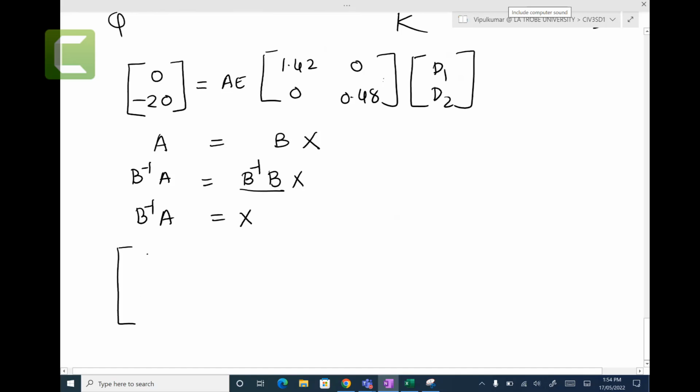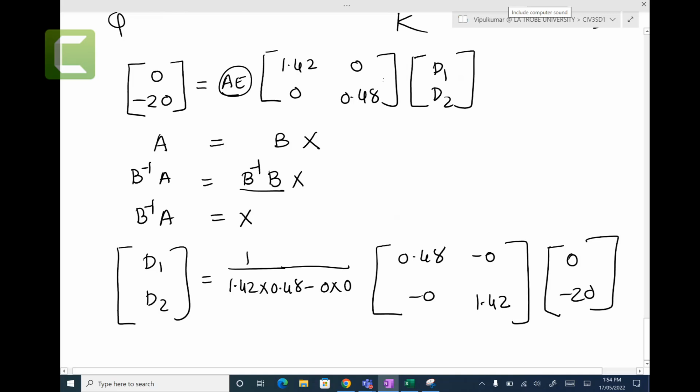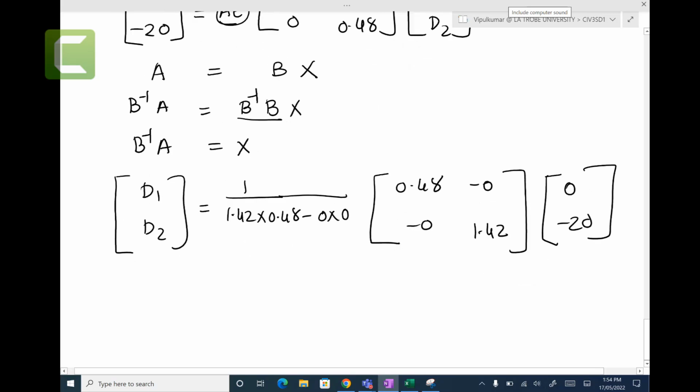So X is D1, D2, is equal to B inverse. Let's keep this one separate right now. B inverse is 1 over the determinant, 1.42 times 0.48 minus 0 times 0, and we swap this diagonal and we put the minus sign in front of 0, but that does not matter. And then you multiply by 0, minus 20. If you don't know the B inverse, please give me 1 minute here and I will explain this one.